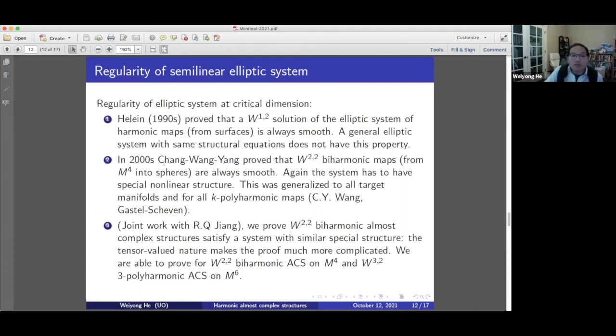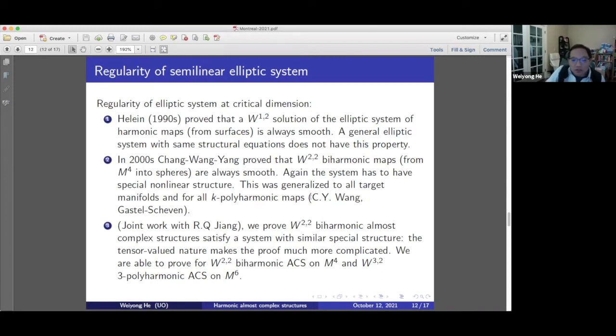So I will only mention the things that are closely related to what we are going to use. In the 2000s, Zhang, Wang, and Yang proved that W^{2,2} biharmonic maps from M^4 into a general target, into spheres, are always smooth. Their proof is different from Hélein's, but they still use the fact that the right-hand side has a very special structure. They call it a generalized divergence form.